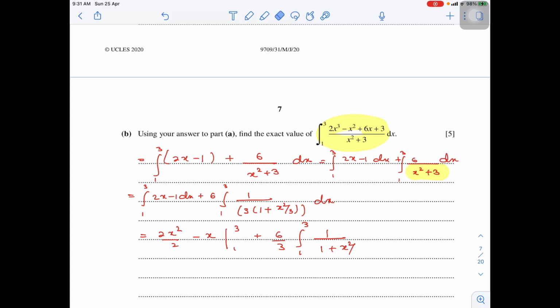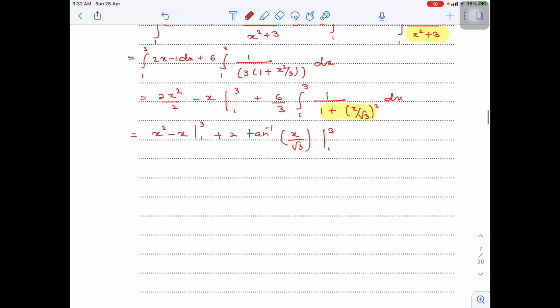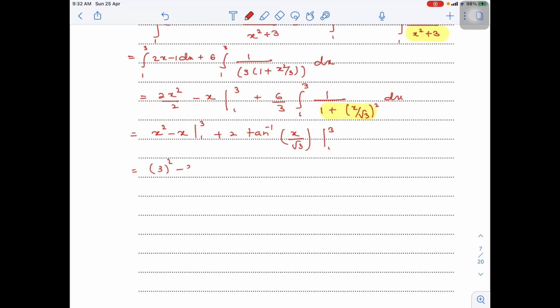which gives 2x squared over 2 minus x from 1 to 3, and that's 6 over 3 times the integration from 1 to 3 of 1 over 1 plus x squared over 3, which can be written as x over root 3 squared, dx. This is the same as x squared minus x from 1 to 3 plus 2, and that part becomes tan inverse of x over root 3 from 1 to 3.